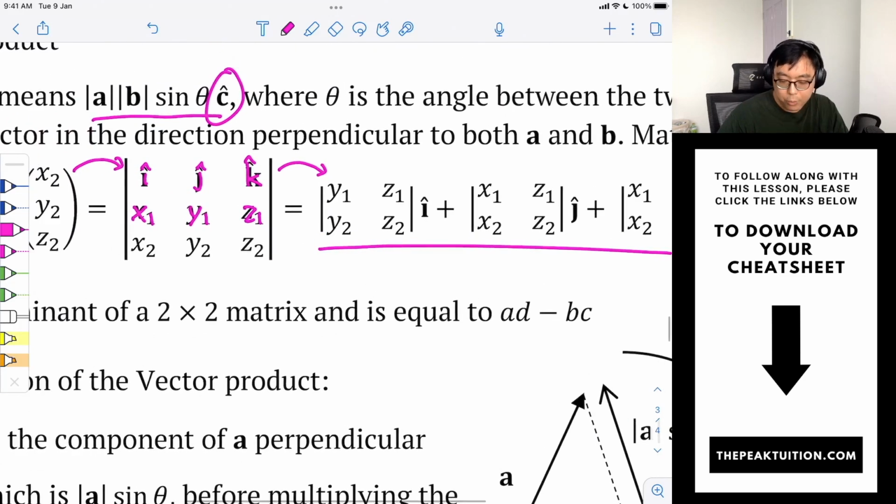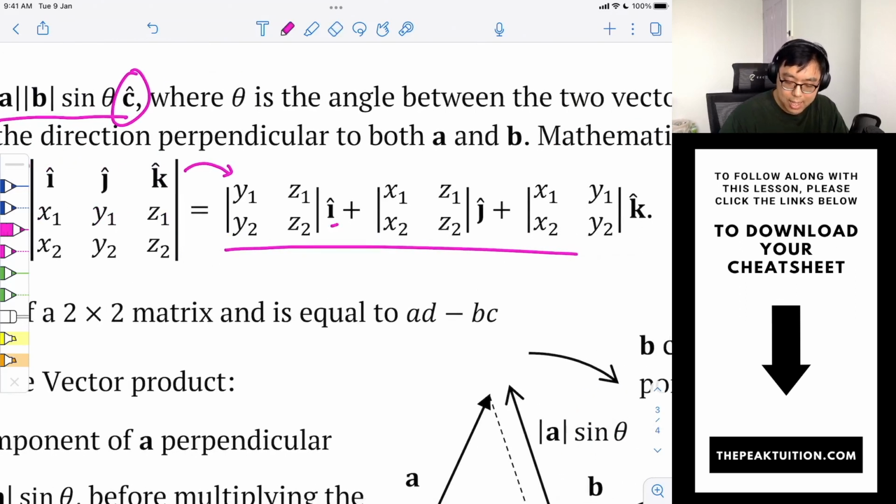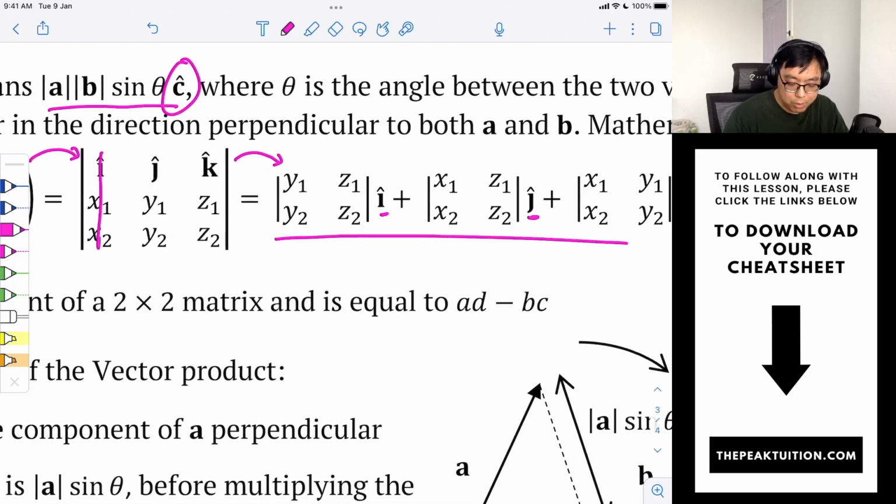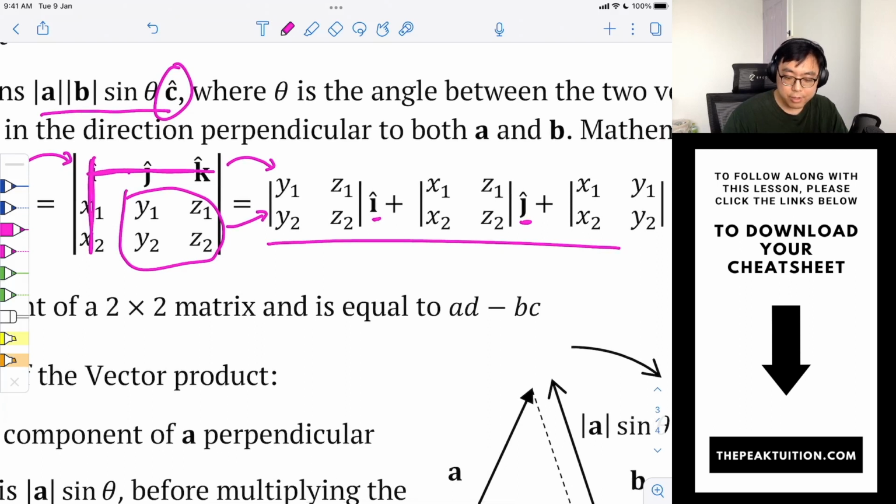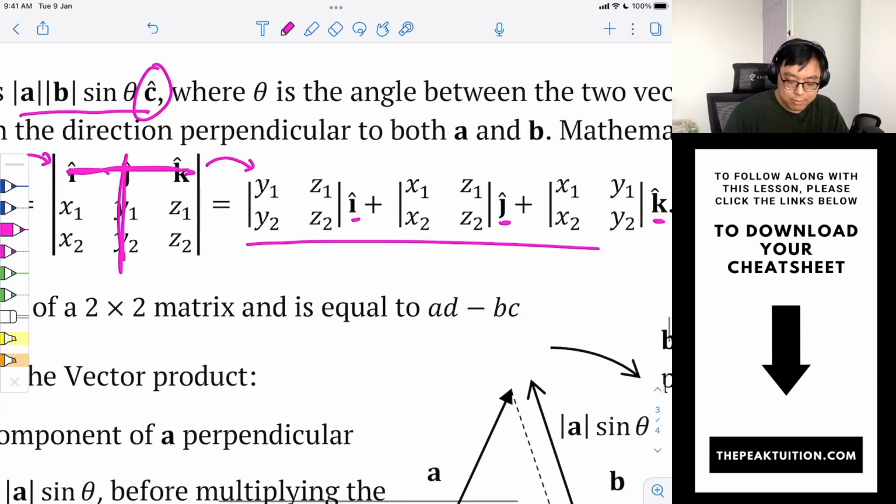But how we remember it is, we first write out i, j, k. Then we see for i, right? For i, we block out this, and we block out this, and we take this as the determinant. We take this for the next step of the expansion. For j, similarly, we block this out, and we see that we have the x1, x2 here, z1, z2 here.